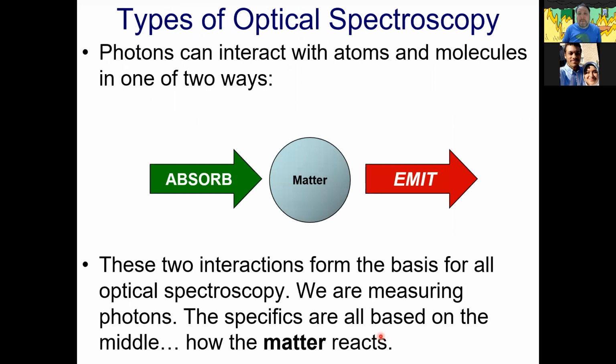So in our optical spectroscopy, which is what we're going to focus on for now, photons are going to interact with atoms and molecules in one of two ways. Right? So you've got some matter, and either the light can be absorbed, or you can have some matter that's going to give some photons off. It's either going in or going out. These two types of interactions form the basis for all optical spectroscopy. We are measuring photons, whether we're measuring them going in or we're measuring the ones that don't come back out again. The specifics are all based on the middle. How does the matter react with that light and interact with that light.